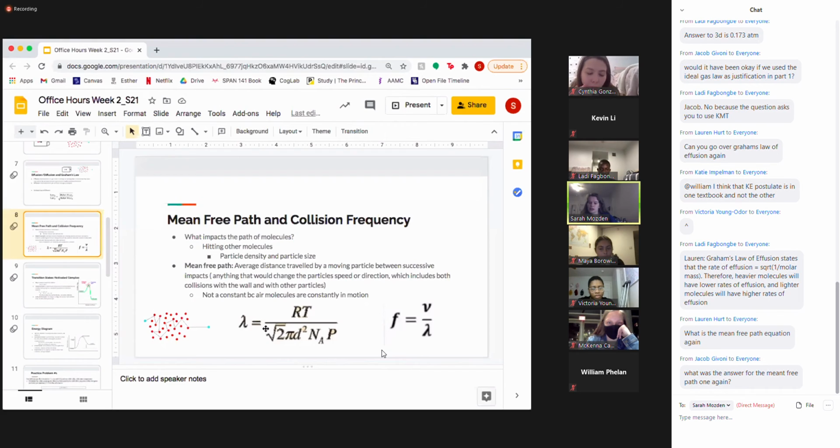So it's RT over square root of 2 pi d squared NAP. And if you look at diameter squared, this is the diameter of the particle. The diameter of a neon particle is going to be smaller than the diameter of an argon particle. Because of its smaller diameter, you can see that diameter is inversely proportional to mean free path. So therefore, smaller diameter means greater mean free path.